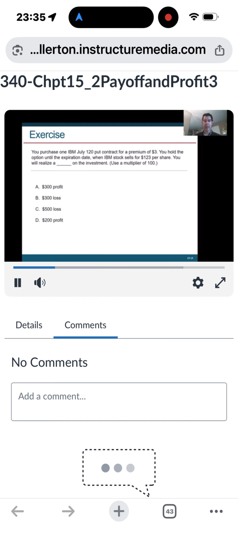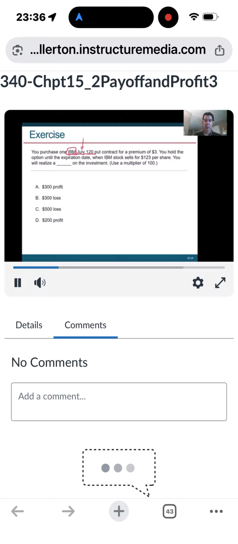Okay, let's try another problem here. You should probably pause and try this on your own. I'm going to reveal the answer right after I read this. You purchase one IBM July 120 put contract. Okay, this is a shorthand notation. I'll try to avoid using this in any exams, but this is a shorthand notation. So IBM, what is that? That's the underlying stock that the option is on. July is referring to the expiration month. And if they don't give you an exact expiration date, it's usually the 3rd Friday of that month. So here they just tell us July.